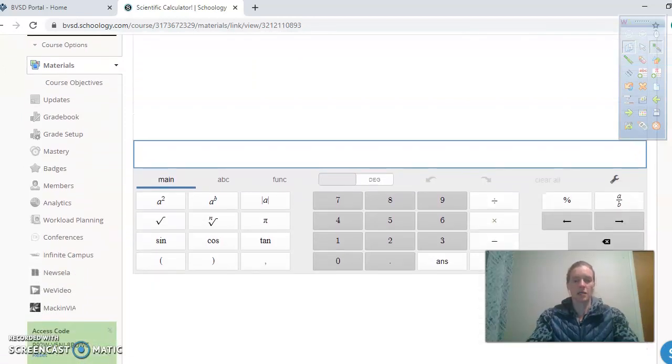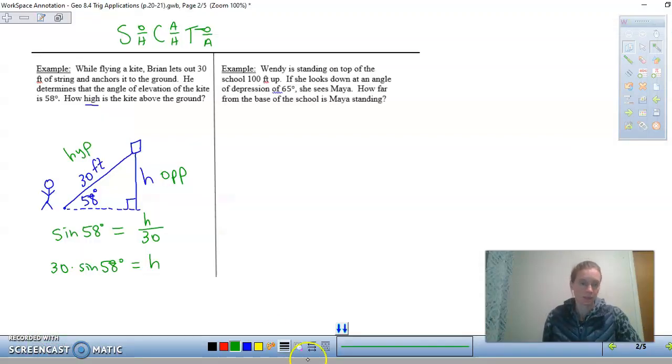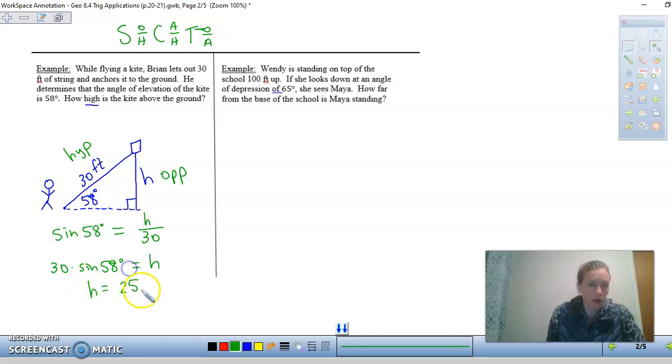And you're going to plug in 30 sine. It's in degrees, so 58 degrees. And you have an answer. And we're going to round this answer to the nearest tenth is generally where we go. So this is 25.4. So I go back. And after calculating, I get h is 25.4. Okay, you do want to match the units. So this would be 25.4 feet. And that's the answer.